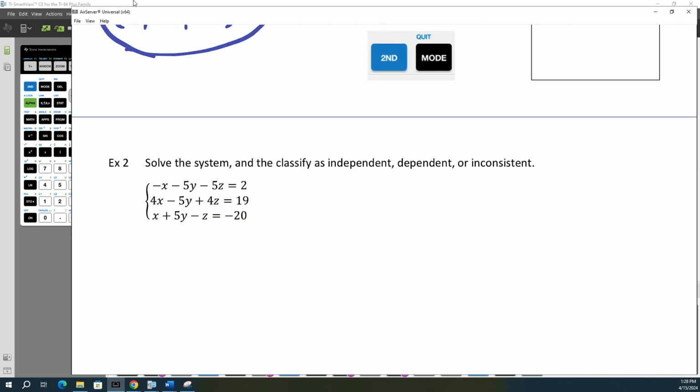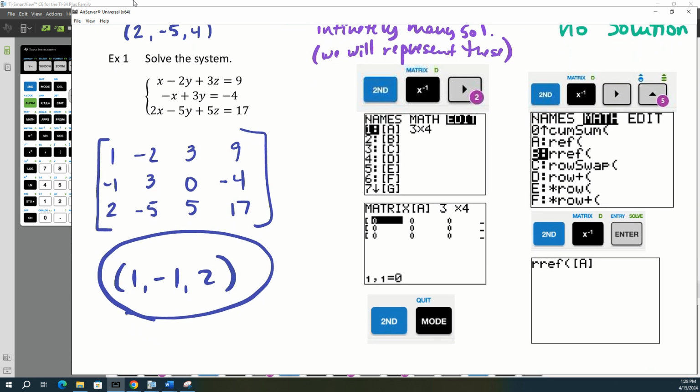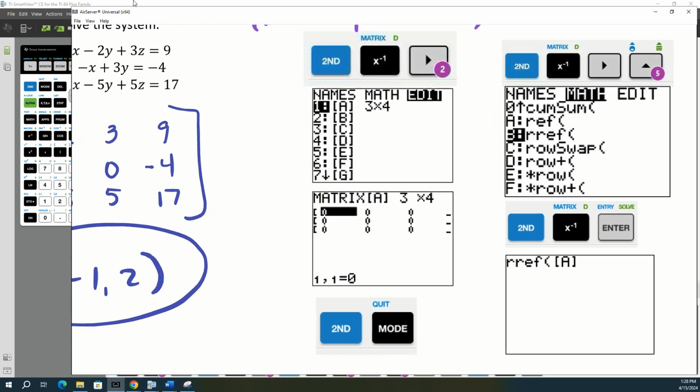You guys want to try one on your own? Yeah, you guys try example 2 on your own, please. I'll leave the steps up so you don't have to flip back and forth. Do the same 3 times 4. Yes. All of these that we're doing with the 3 equations with 3 variables is going to be 3 times 4.